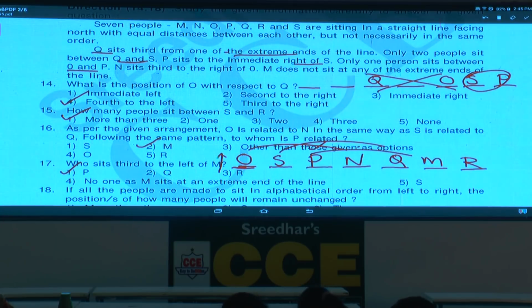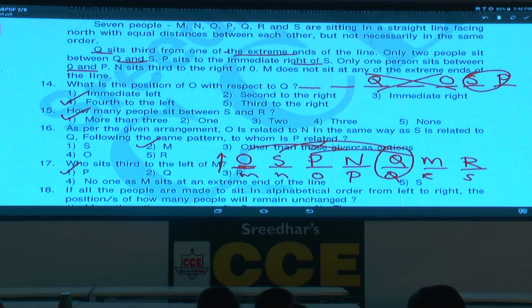Then the 18th one. If all the people are made to sit in alphabetical order from left to right, then the positions of how many people will remain unchanged? Left hand side to right hand side means starting with M: M, N, O, P, Q, R and S. Tell me, how many persons will remain at the same place? Only one person. Who is that person? Q remains at the same place. Only one person, that is choice 2. Hence question number 18, choice 2 is the answer.